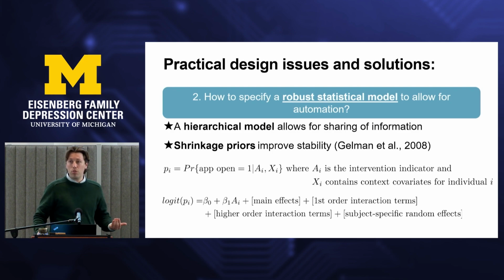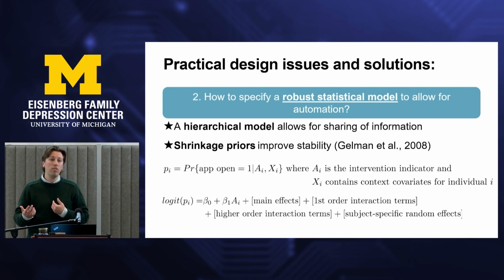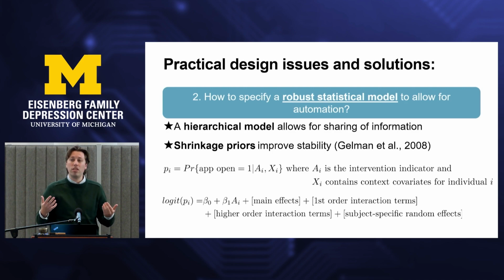And we use a hierarchical model to partially pool information across people. What we try to do is say everyone in our study is somewhat similar to one another. So we're going to use information on past participants in the study to help me personalize faster for the next person. Okay?